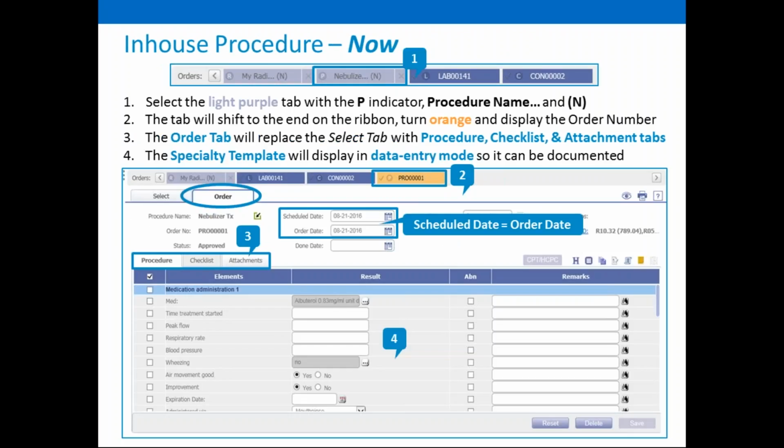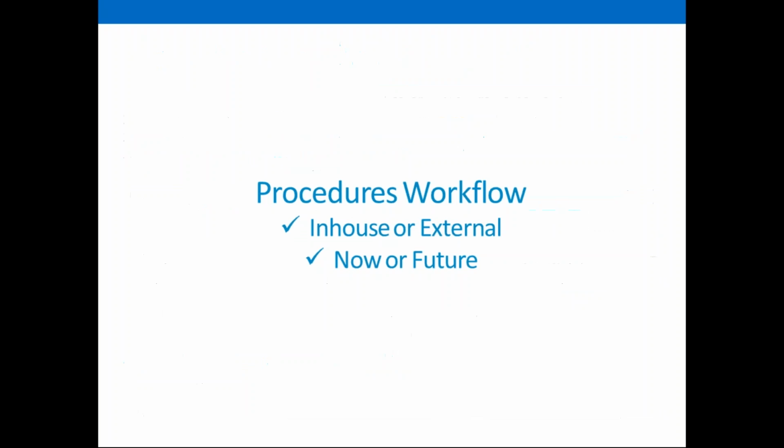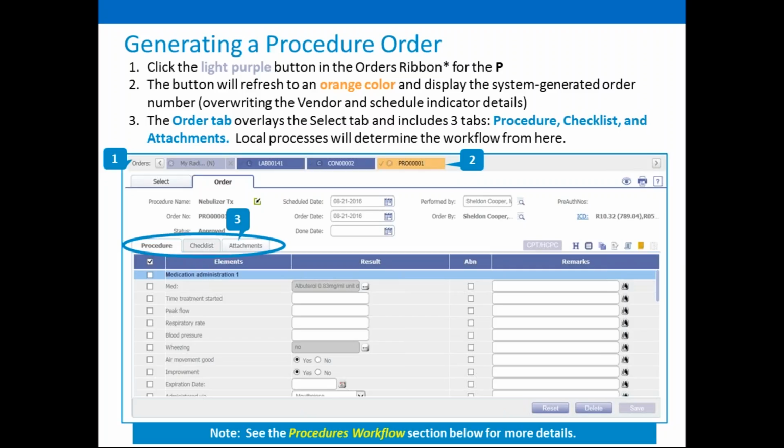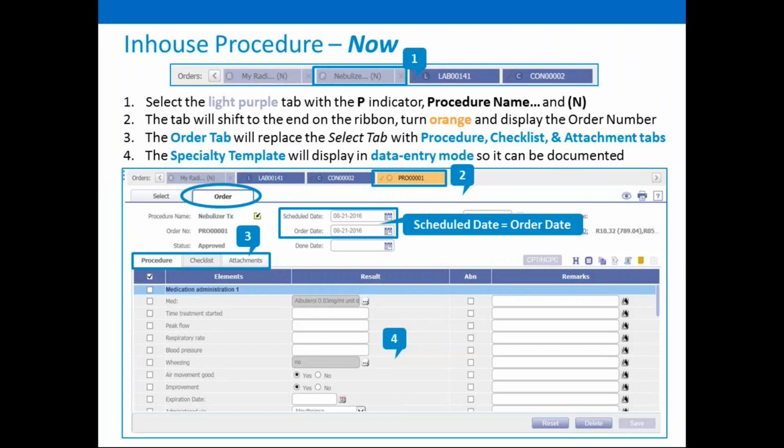So that said, if you're going to do an in-house procedure now, again, this is the same screen we saw up here. When you're doing it through the order sheet and you're going to do it now and it's in-house, it automatically creates that template on your order sheet. And that template is automatically generated in data entry mode, so you can go ahead and do it. This is no different than your existing world of going under Encounter Table of Contents Specialty, choosing your template and documenting it. It's the exact same template. It's just being displayed here in the order sheet.